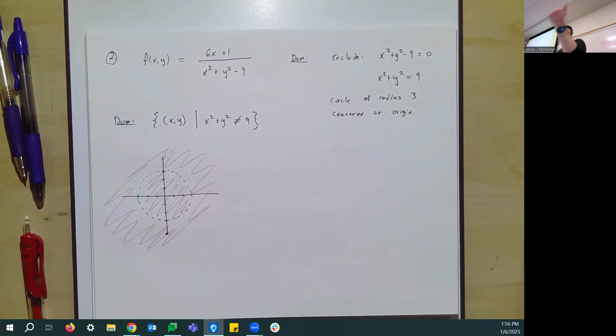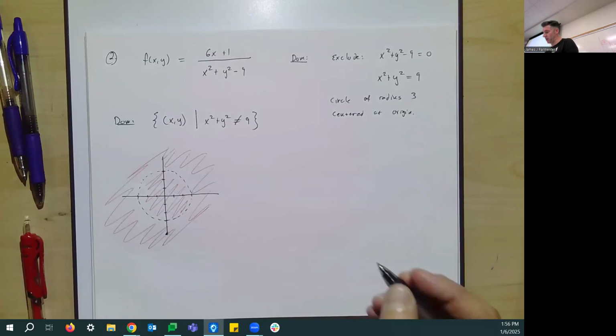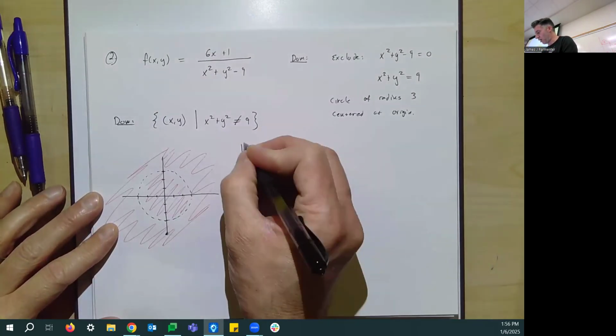So, two types of domain restrictions so far. We can't take a square root of a negative number, so all the insides have to be non-negative. We can't divide by 0. And then the third issue that comes up is logarithms.